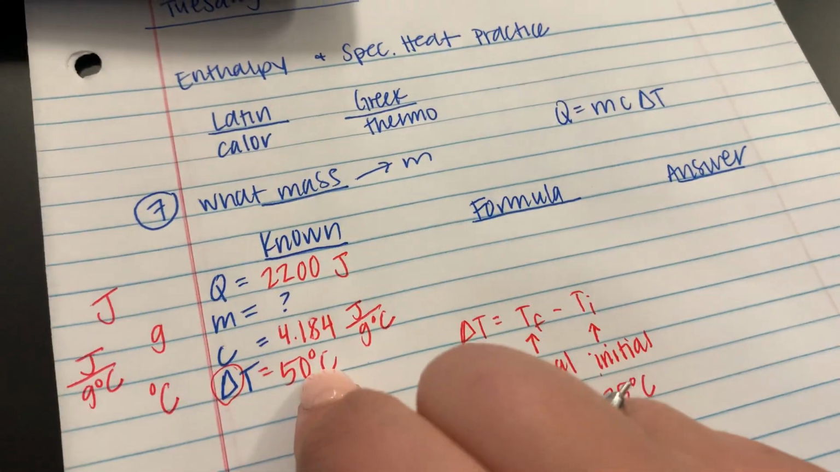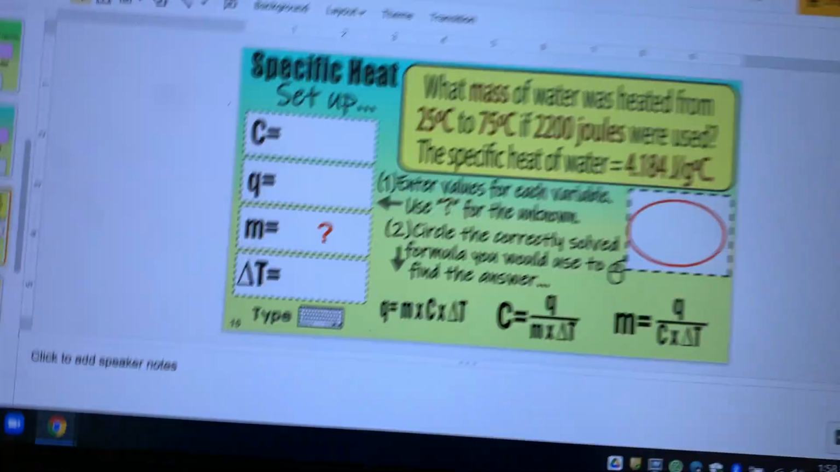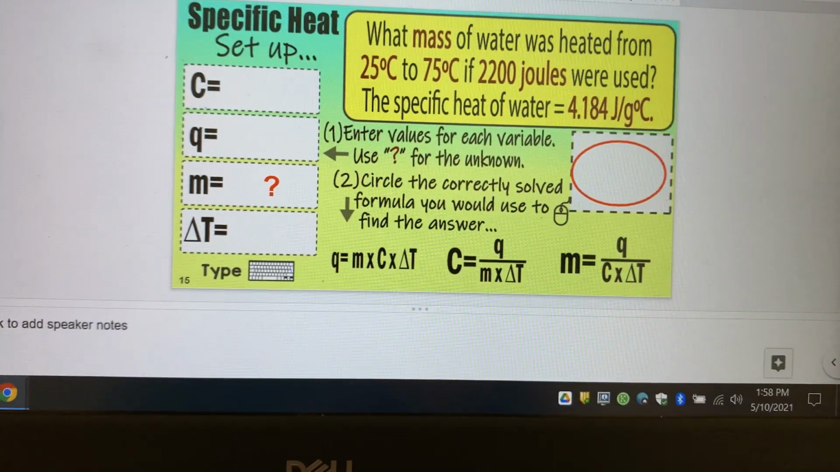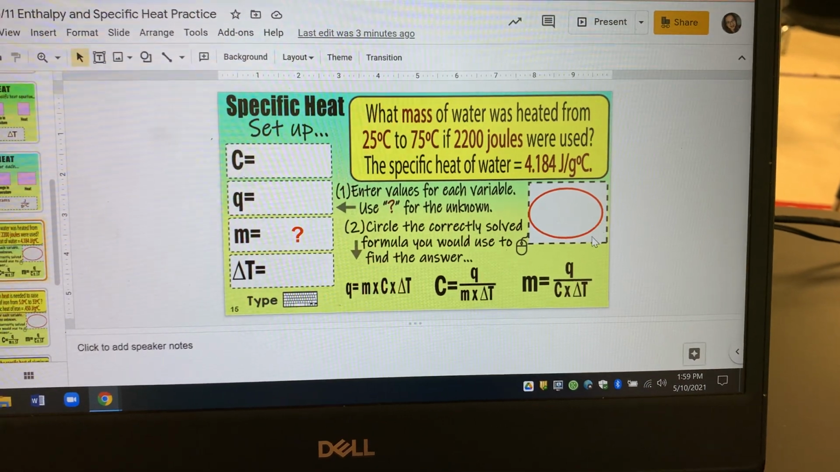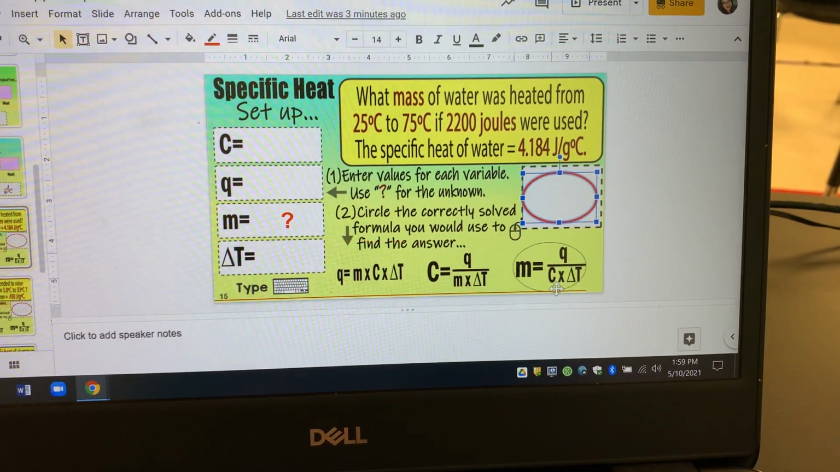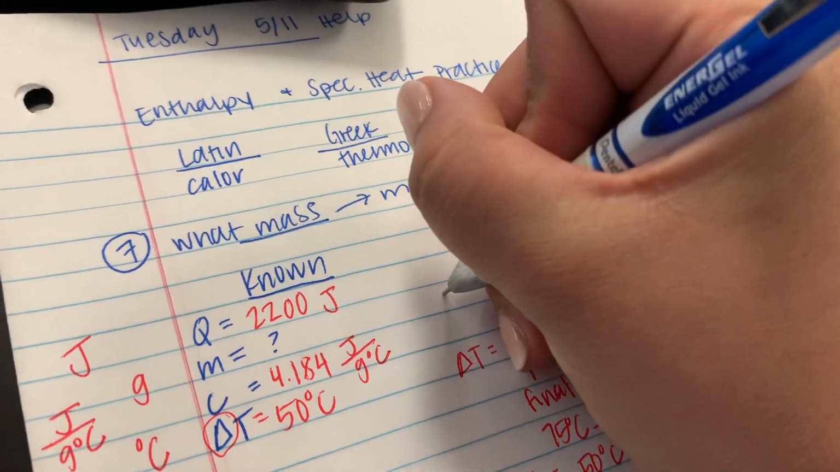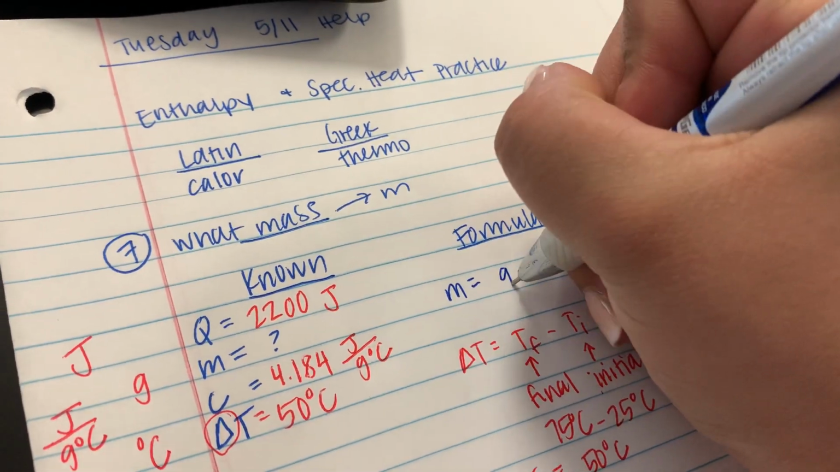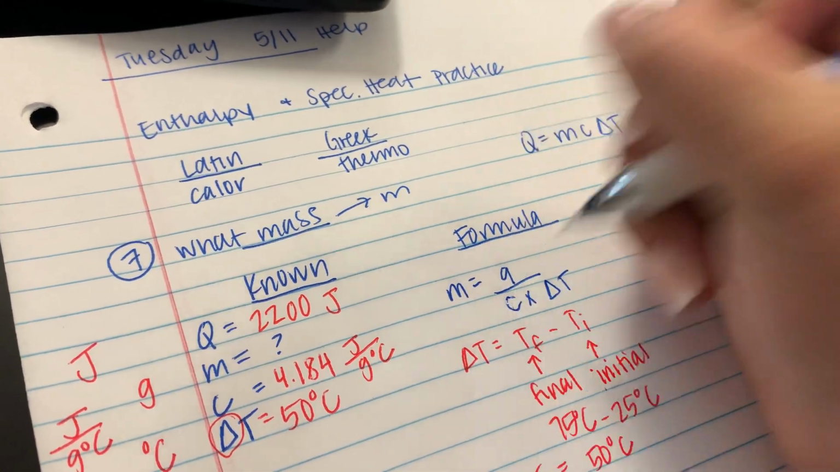So that's your first thing, is to identify. You have to read and identify all your knowns. Like, what do we know from this problem? Then, if I'm solving for M, what formula should I use? Probably the one that says M equals, right? So I'm going to use this and drag it on top of this formula, because that's the formula I'm going to use for this. I'm going to write it down here so I can see it. Q equals C times delta T, right? Then we're just going to plug everything in.